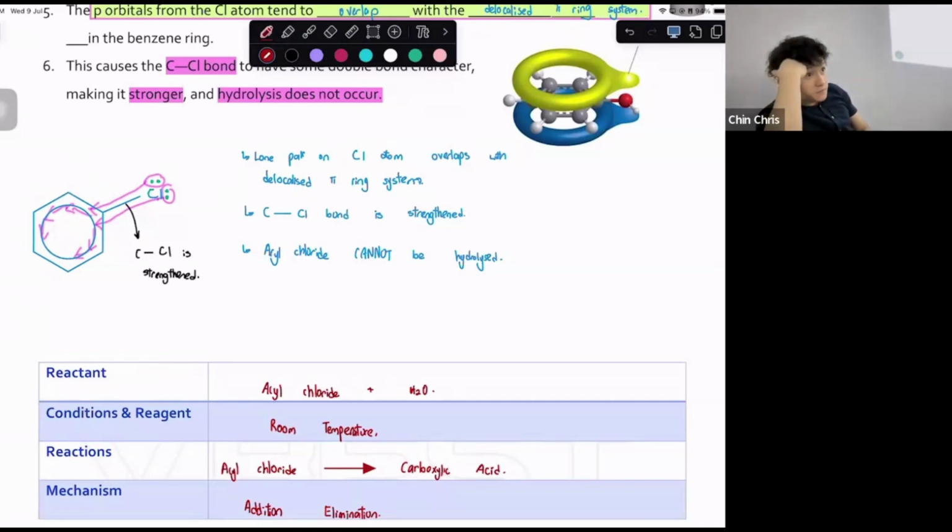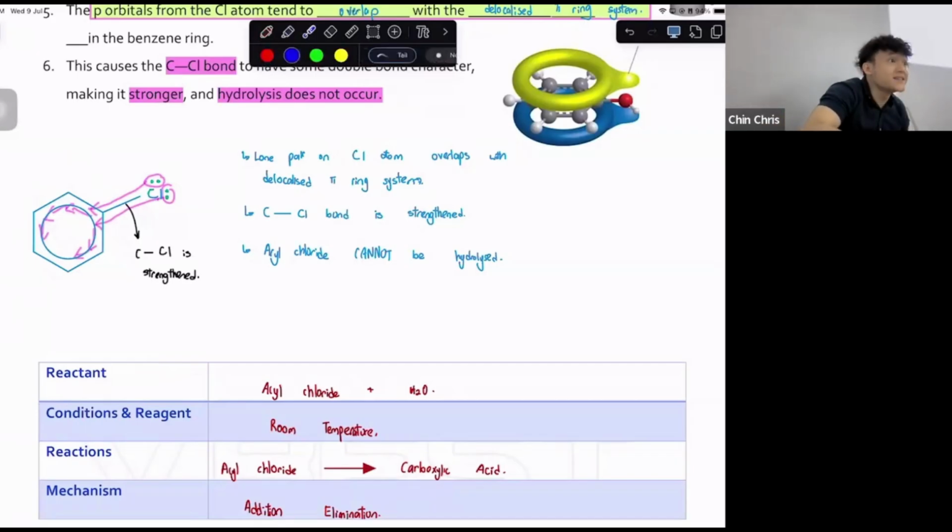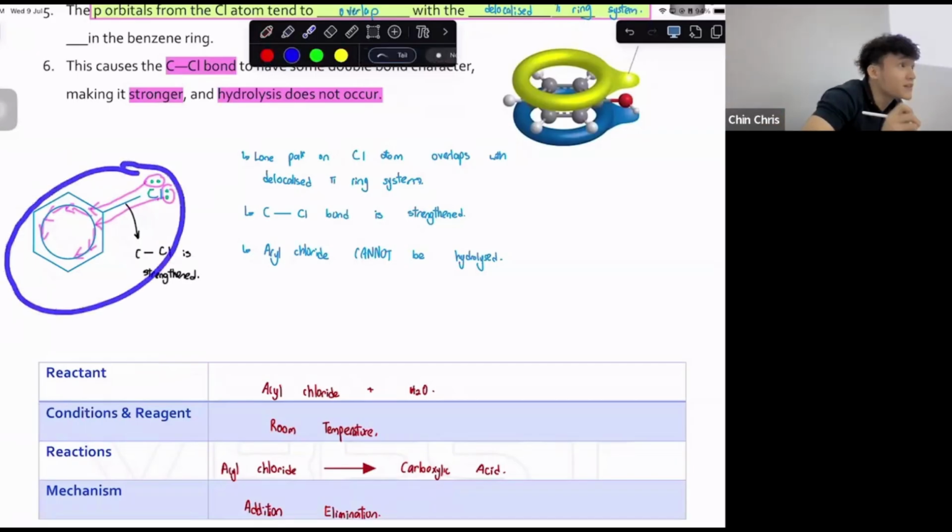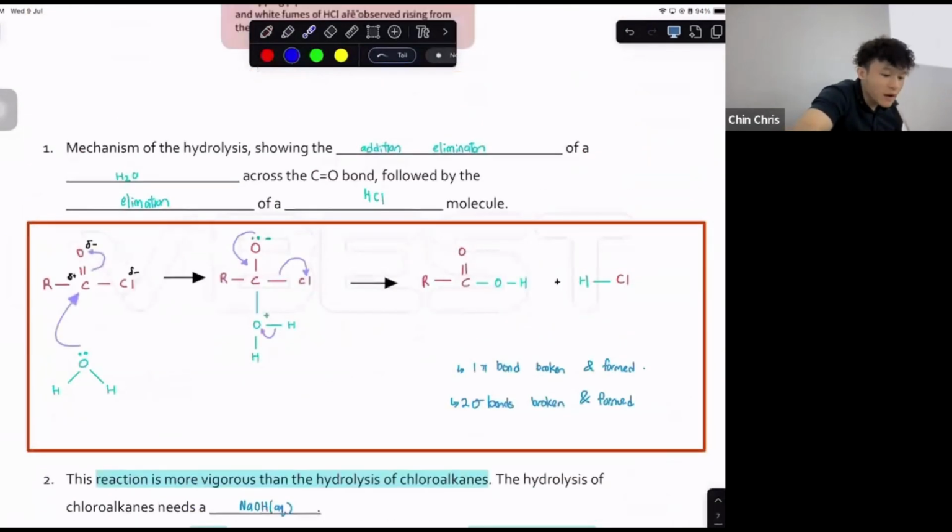What's the difference between aryl chloride and acyl chloride? Okay, aryl chloride is a benzene with chlorine attached to it. Acyl chloride is C-Cl with a double bond to O.